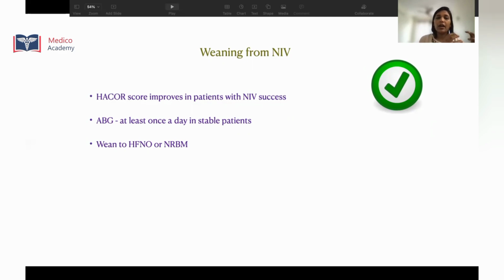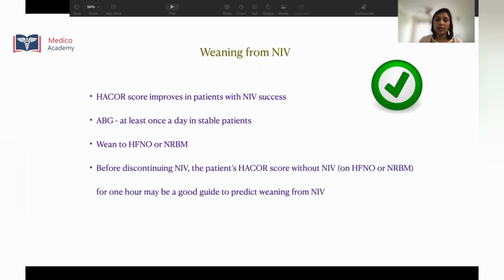That is, NIV can provide flows from 60 liters to 120 liters per minute, or sometimes 200 liters per minute. A high flow device can give slightly lower flows, that is 20 liters to 60 liters. A non-rebreathing mask can give flows up to 20 liters. So as per your availability, try to wean a patient from NIV onto a high flow nasal device or to a NRBM so that high flows can be given and slowly the patient can be weaned off to a conventional oxygen therapy device or to room air.